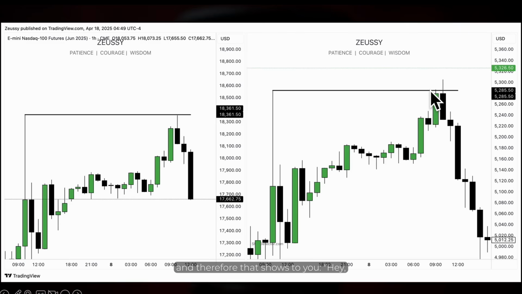And therefore that shows to you, hey, this is actually a correct correlation between the Nasdaq on the left and ES on the right. Where ES created a higher high, Nasdaq created a lower high. And that SMT set up the reversal which followed afterwards.